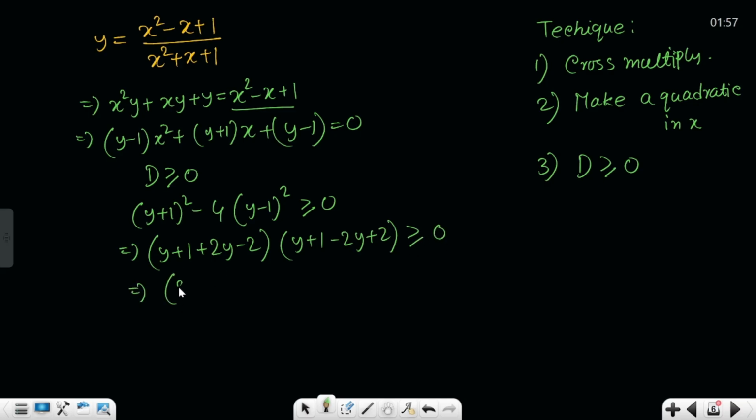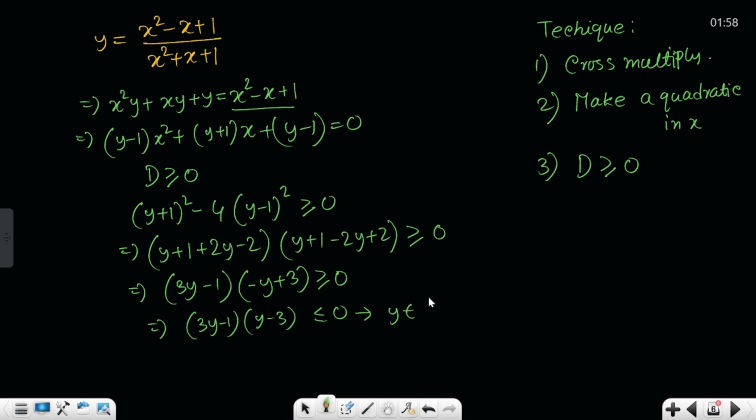So we will get 3y minus 1 into minus y plus 3 is greater than or equal to 0, or you can write 3y minus 1 into y minus 2 is less than or equal to 0. Multiply both sides by minus. If you know how to solve inequalities, you will get y belongs to the closed interval 1 by 3 comma 3.